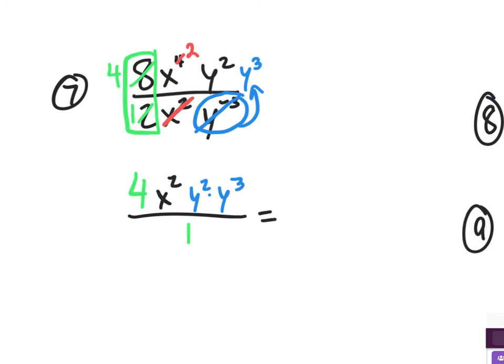But at the end of it all, what else could I do? I could actually multiply y to the 2nd times y to the 3rd to give me y to the 5th. Add the exponents. That's rule 1. So my final answer will be 4x squared y to the 5th.